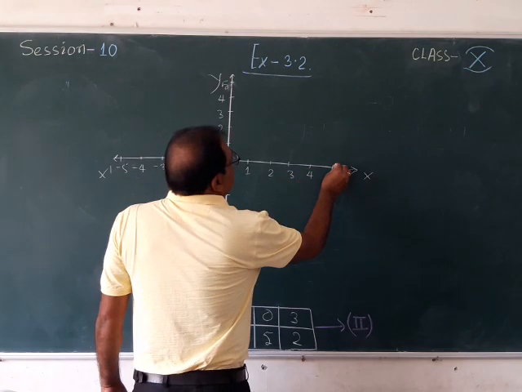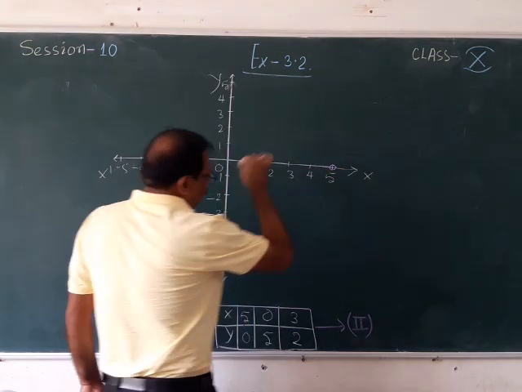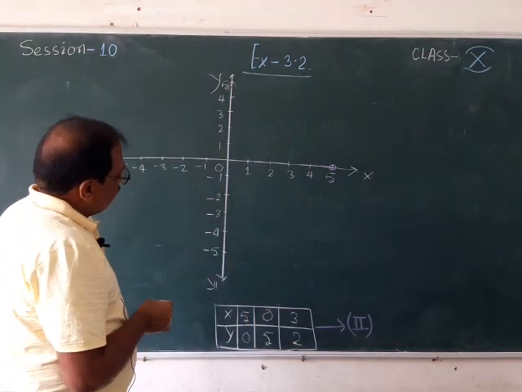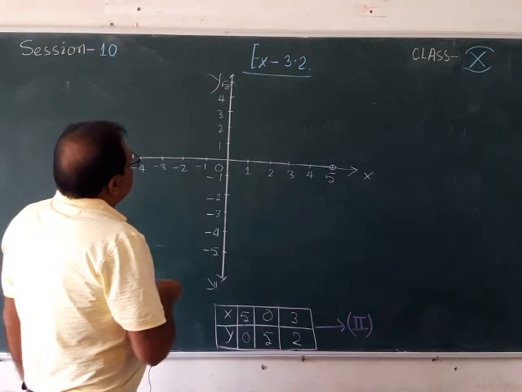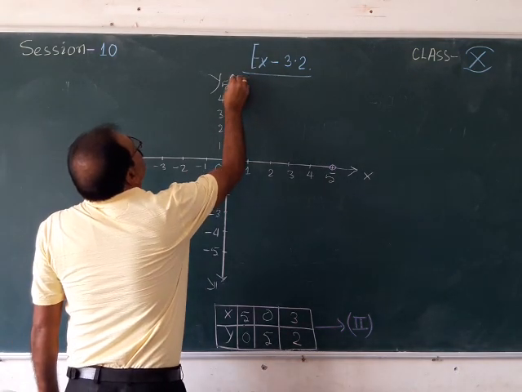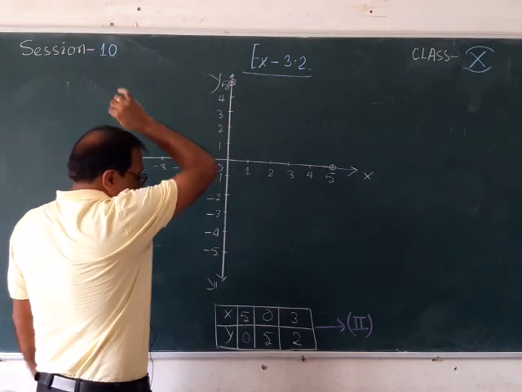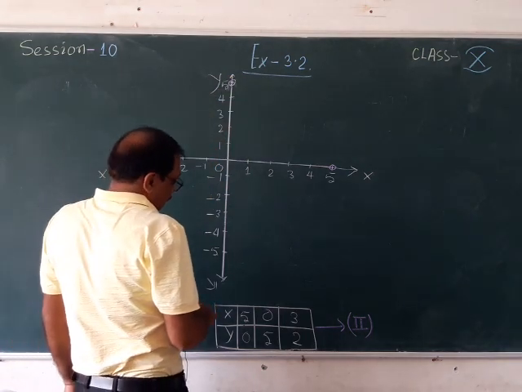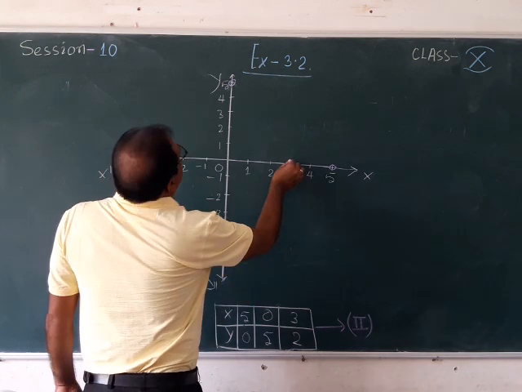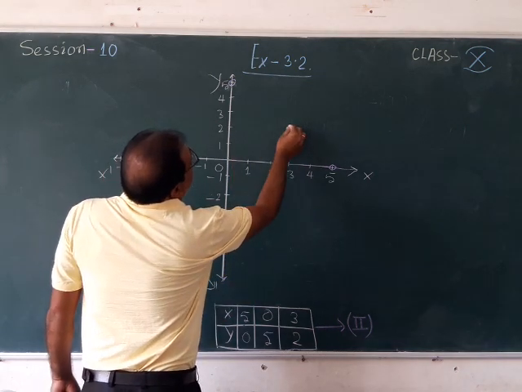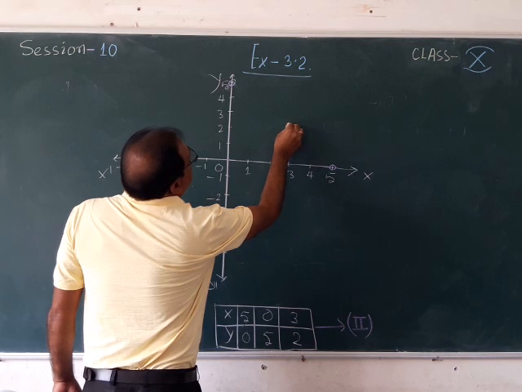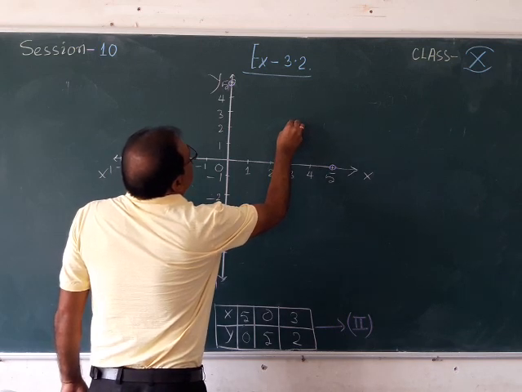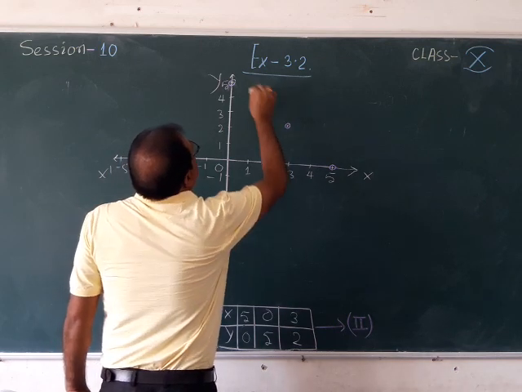So x is 5 itself, the point will be here. Then when x is 0, y is 5. That means the second value you are getting, the point will come there. Then with two values, x is 3 and y is 2, that value will be coming here. So nearly the point which I am getting is here.